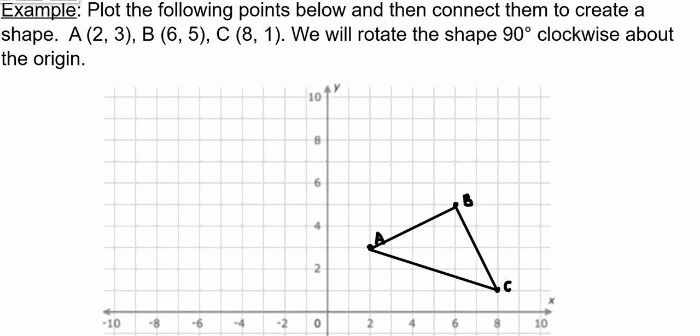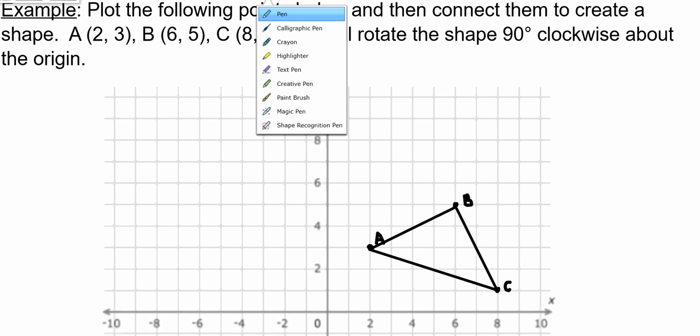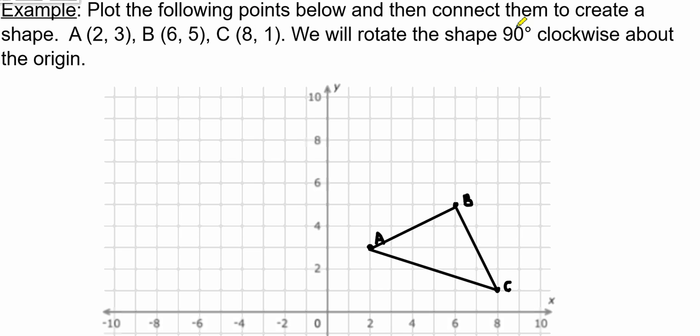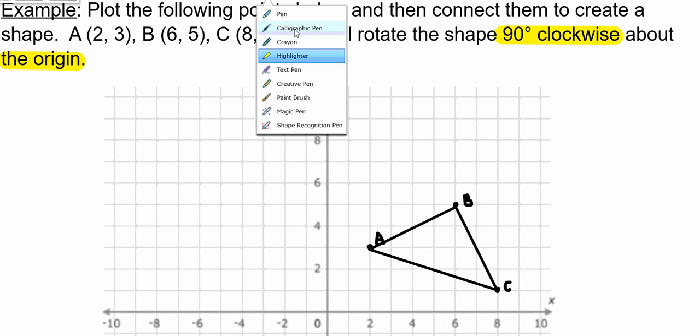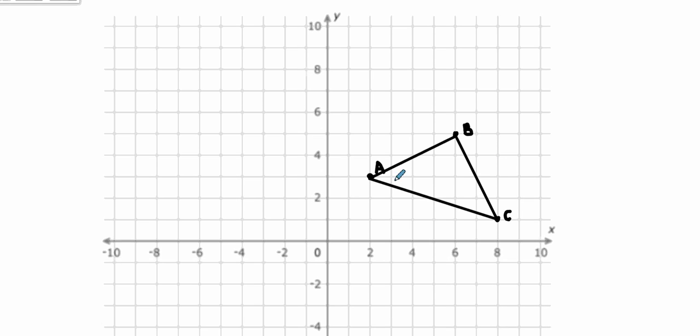There's a couple pieces of information here that are going to be important. Things that are helpful, take out that highlighter. So 90 degrees clockwise is going to be important. That's how far we're moving and in what direction. And we're going about the origin. You should remember from our past units that our origin is this point right here at 0, 0. So we're going to rotate around this point.